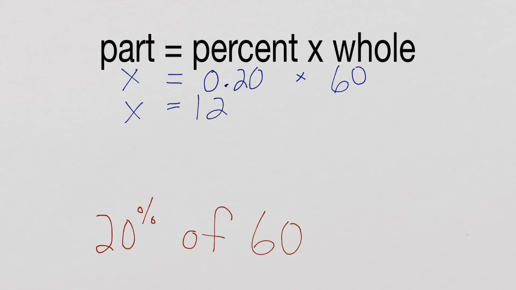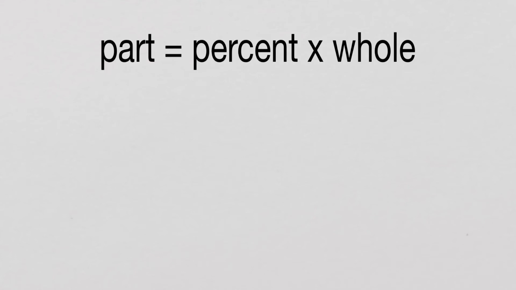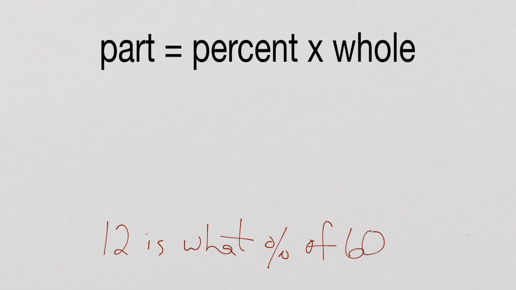Now, I could also switch this around. Let's get rid of some of this stuff. And let's say I already knew that 12 was 20% of it. I could change the question and say 12 is what percent of 60? If that were the case, I would do the same thing, but just put my variable in the percent spot because that's what I'm looking for. So I'm going to put a P for percent. I would put 12 in my part spot and 60 in my whole spot.